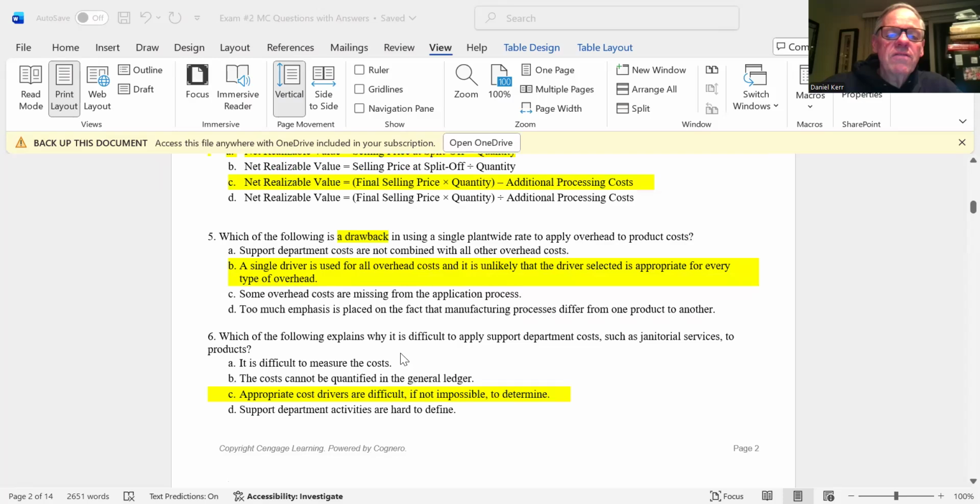Number 6, which of the following explains why it is difficult to apply support department costs such as janitorial costs to products? So the biggest challenge is to find the most appropriate cost drivers. So the answer there is C. So finding drivers can be a challenge. So the answer there is C.